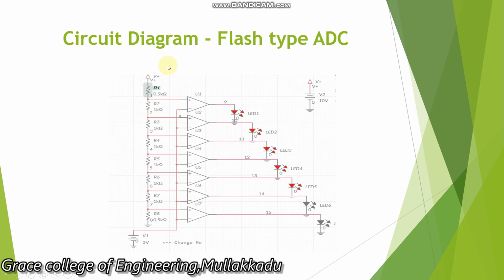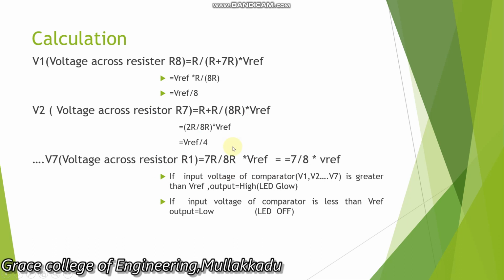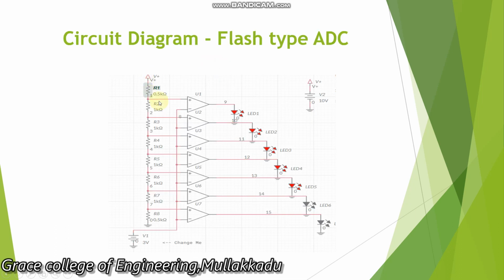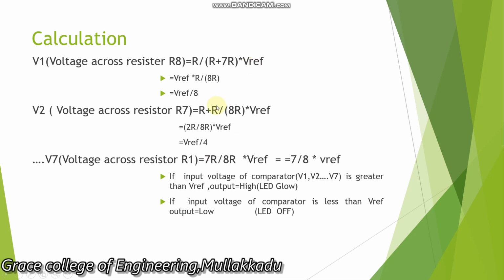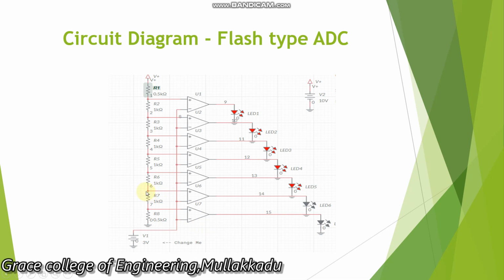Suppose V1 is the voltage across the resistance R8. Then the voltage is the resistance R divided by R plus the upper resistances, that is 7R, into Vreference. So it is R divided by 8R into Vreference. Similarly, at the next place it is 2R divided by 8R into Vreference, then 3R divided by 8R into Vreference, 4R divided by 8R into Vreference, and at this place 7R divided by 8R into Vreference.